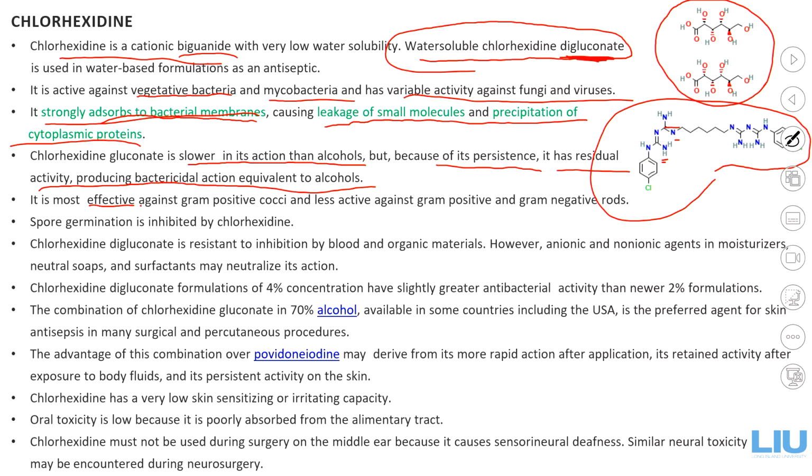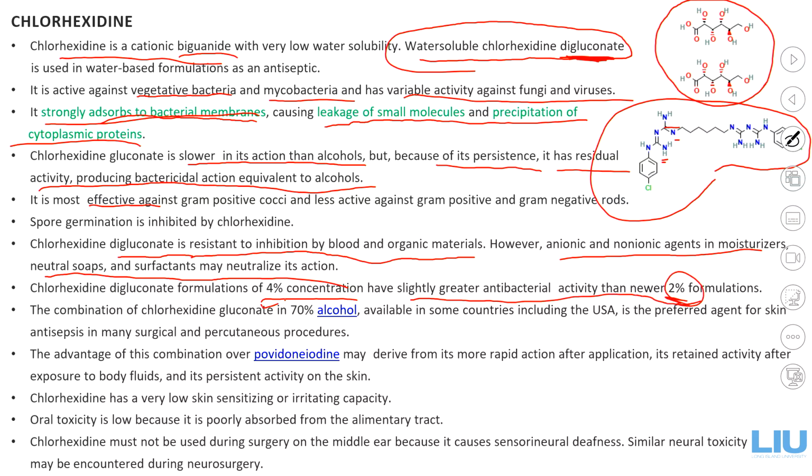This is the spectrum of activity. Chlorhexidine is resistant to inhibition by blood and organic materials. However, anionic and inorganic agents in moisturizers may neutralize its action. Concentration of 4% has greater antibiotic activity than 2%. A combination of chlorhexidine and 70% alcohol, available in some countries including the USA, is the preferred agent for skin antisepsis. So it could be combined with alcohol.